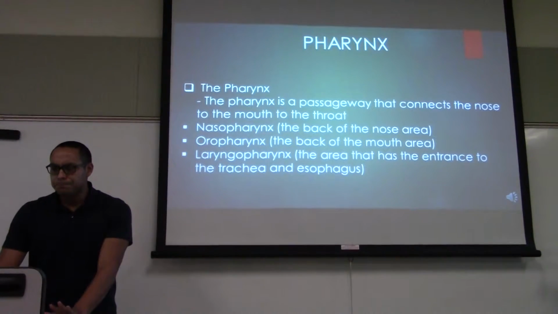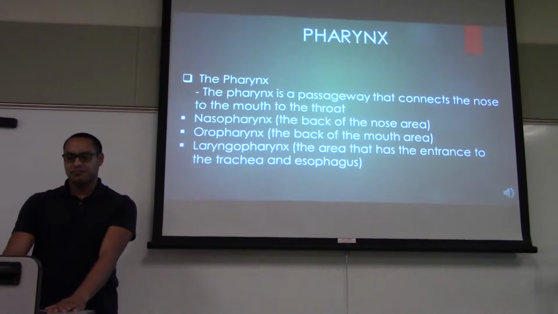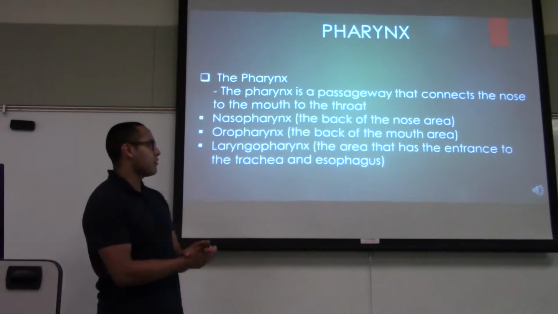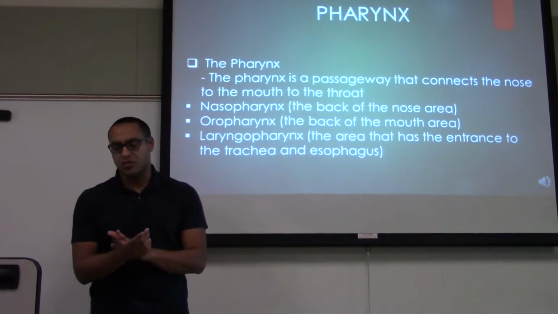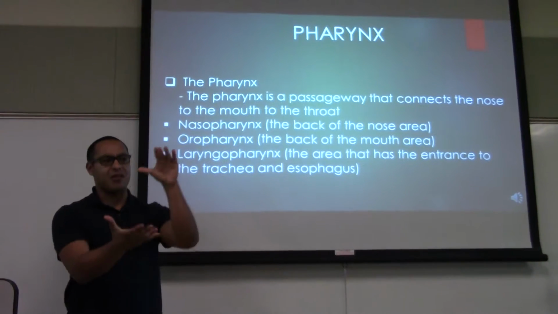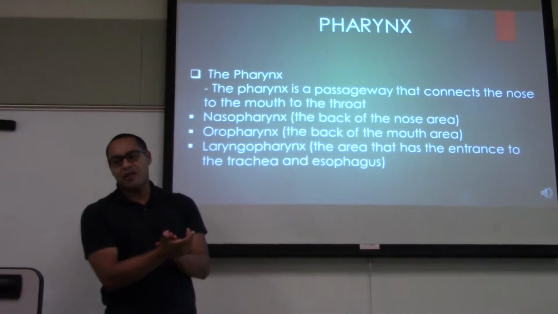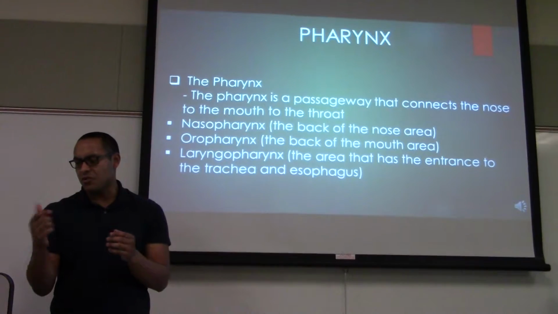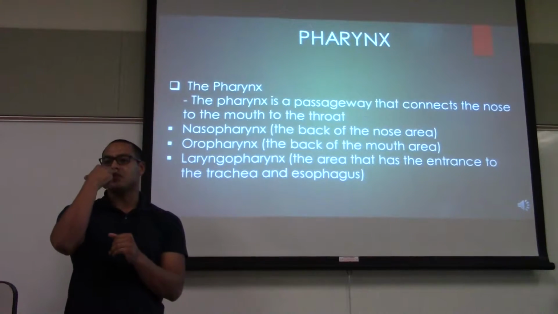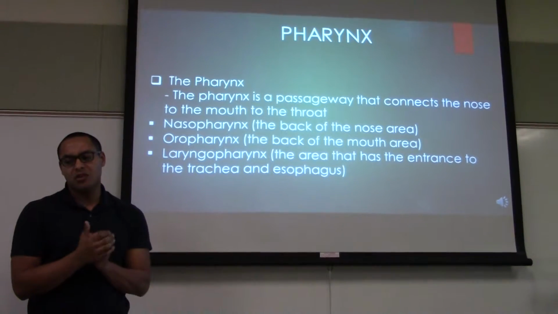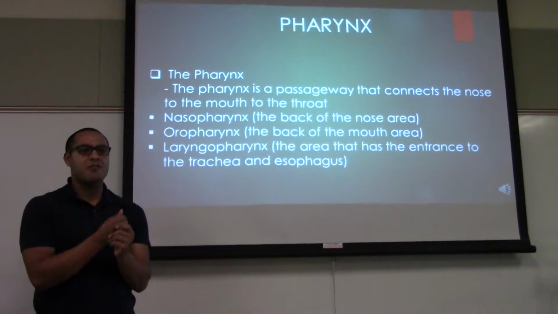So, next is the pharynx. It's a passageway that connects the nose to the mouth and to the throat. Three regions make up the pharynx: the nasopharynx, the oropharynx, and the laryngopharynx. The nasopharynx is the back of the nose. There's a great picture after the slide that shows that. And the oropharynx is the back of the mouth.